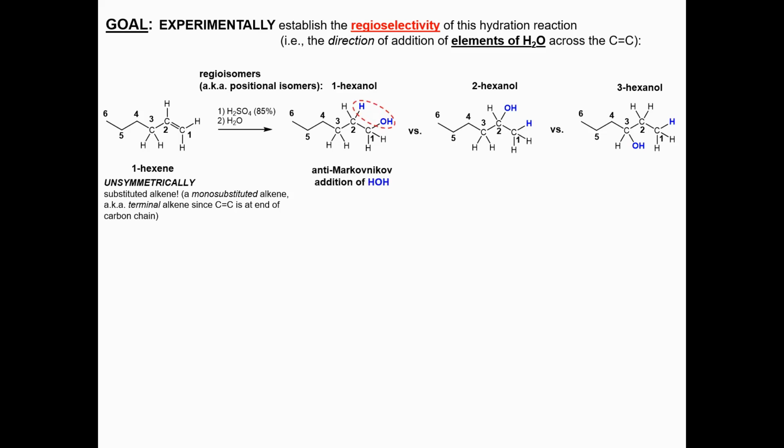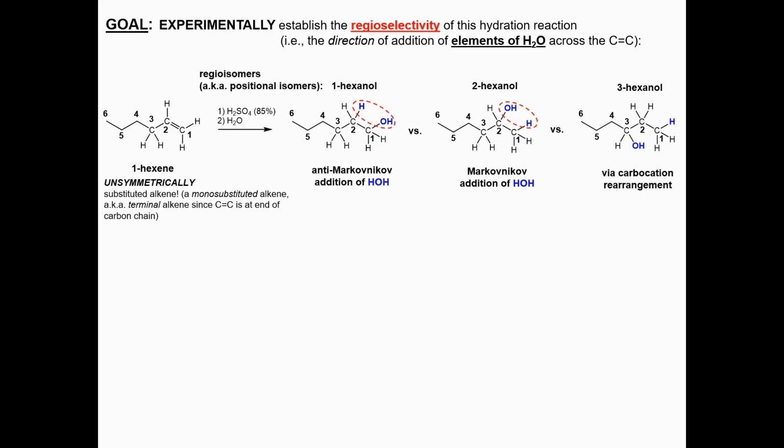Formation of 1-hexanol would result from what is referred to as anti-Markovnikov or non-Markovnikov addition of the elements of water directly across the carbon-carbon double bond of 1-hexene, where the hydroxyl group ends up attached to the less substituted carbon of the carbon-carbon double bond, labeled number 1. Formation of 2-hexanol would result from Markovnikov addition of the elements of water directly across the carbon-carbon double bond of 1-hexene, where the hydroxyl group this time ends up attached to the more substituted carbon of the carbon-carbon double bond, labeled number 2 here.